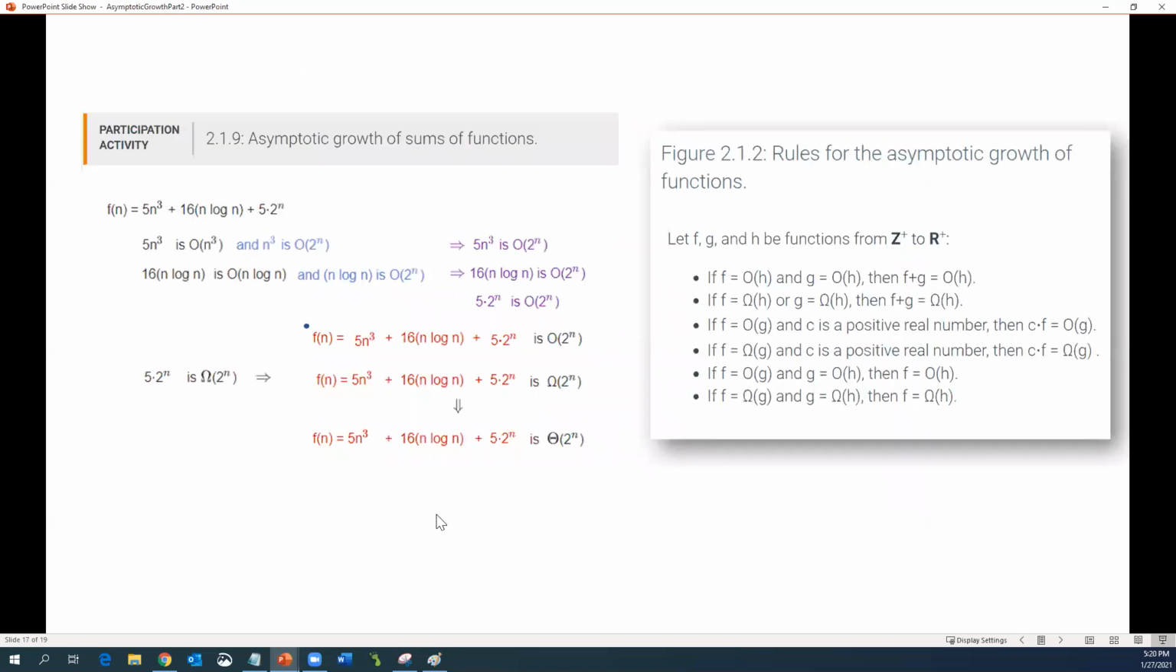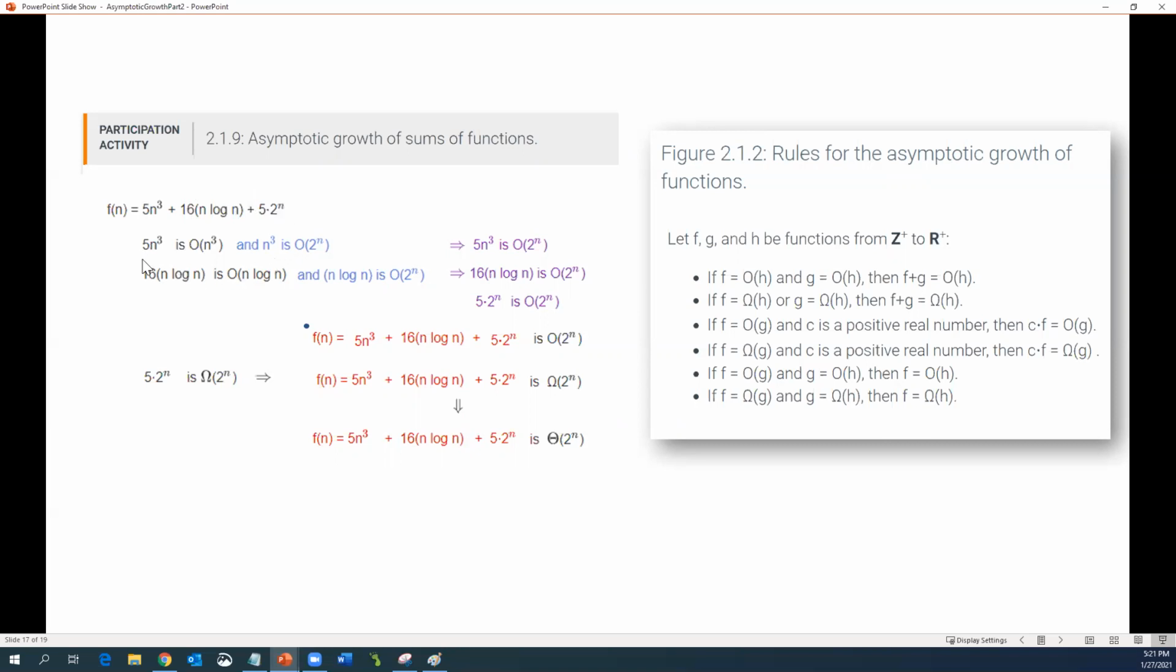So here's where we can use this kind of thing. Let's say we have a function that looks like this. We've got a polynomial term, and then a term like this, and then an exponential. What are we going to say it is? What if I wanted to say it's theta of what? There are all these different O's and omegas, so what could we say to that?